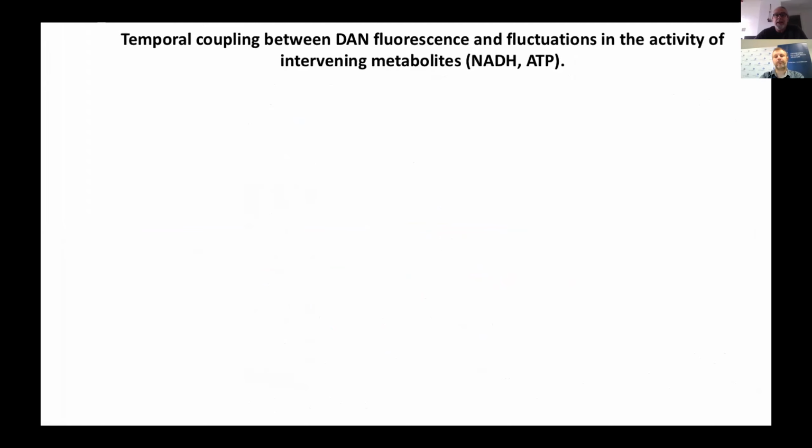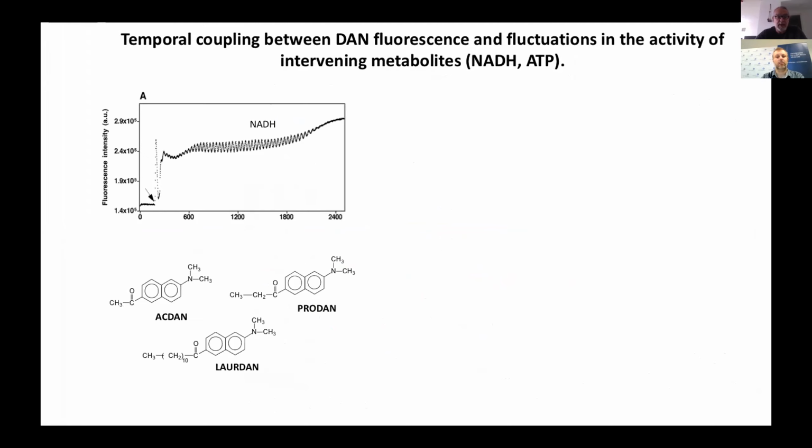Well, basically, we use, as I said, 3 of these dimethylamino-naphthalene molecules. The reason we did that is because we tried to map environments of different hydrophobicity. For example, Laurdan is a highly hydrophobic probe, which is going to go to membranes, while Acdan, for instance, will be more located in the cytosol of the cell, and Prodan has an intermediate behavior.